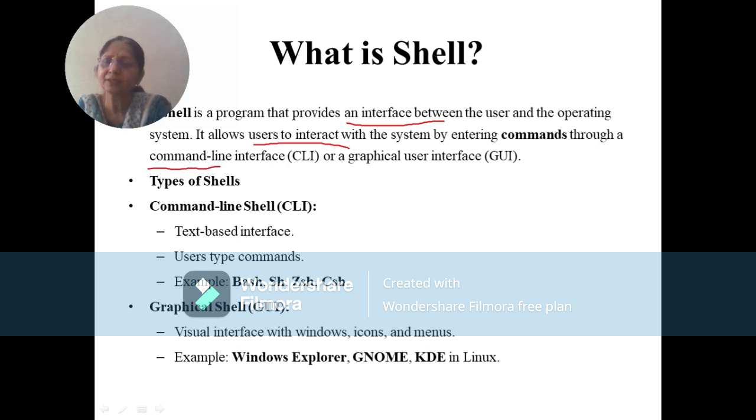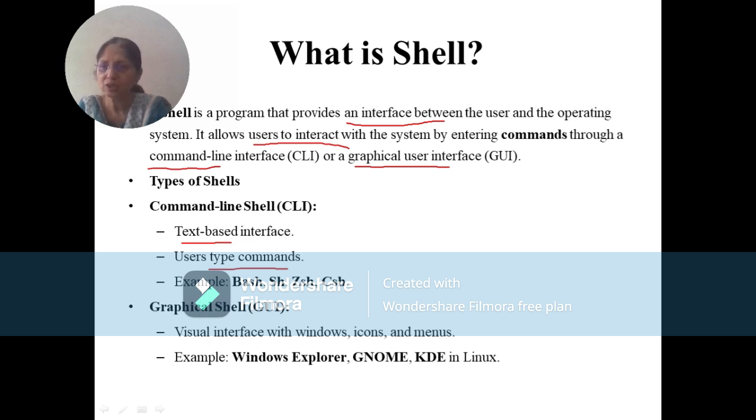Now when the user interacts with the operating system, there are two types of interfaces. One is command line interface, also known as CLI, and the other one is graphical user interface, also known as GUI. Let us see what we mean by command line interface. This is a text based interface, and in this case the user has to type the command. Examples of such shells are bash, sh, zsh, csh.